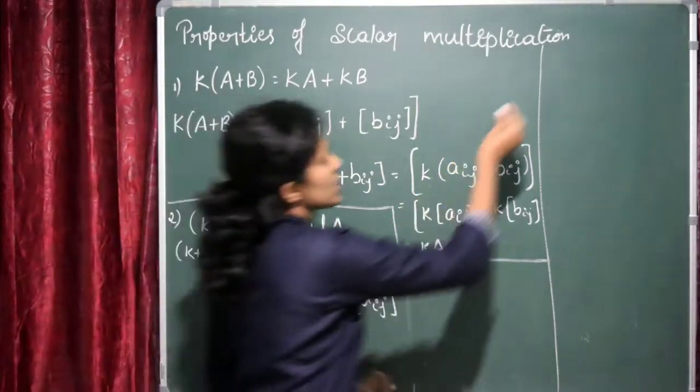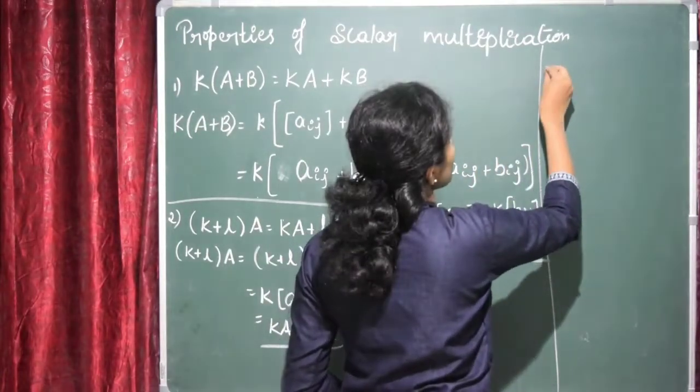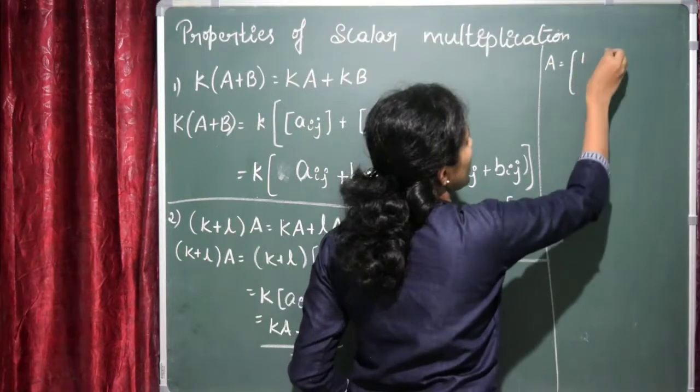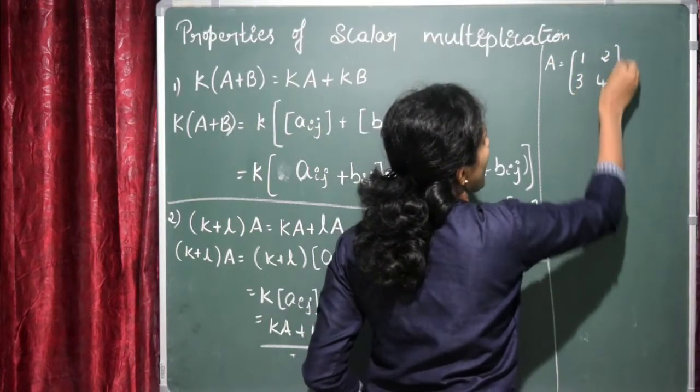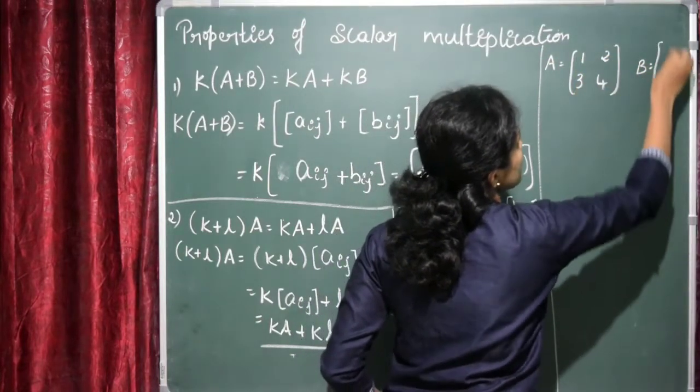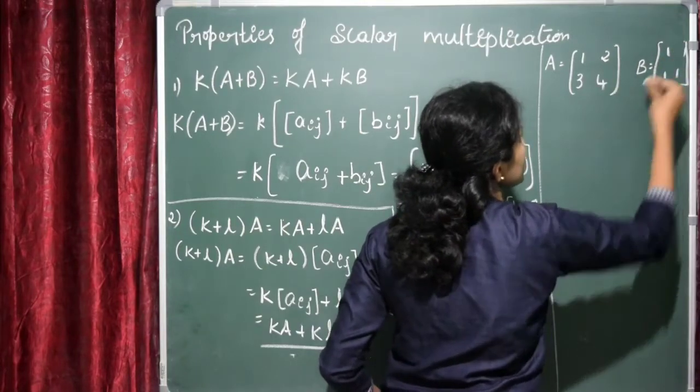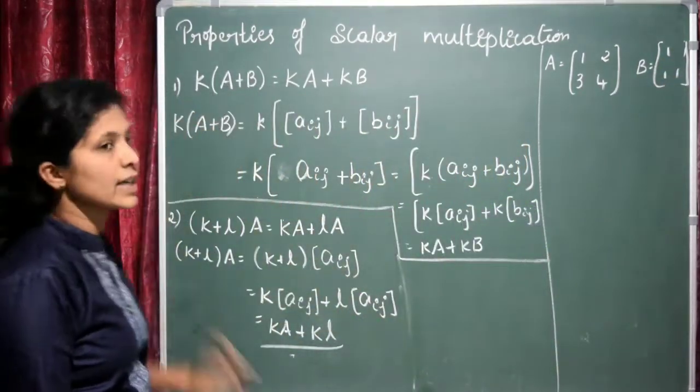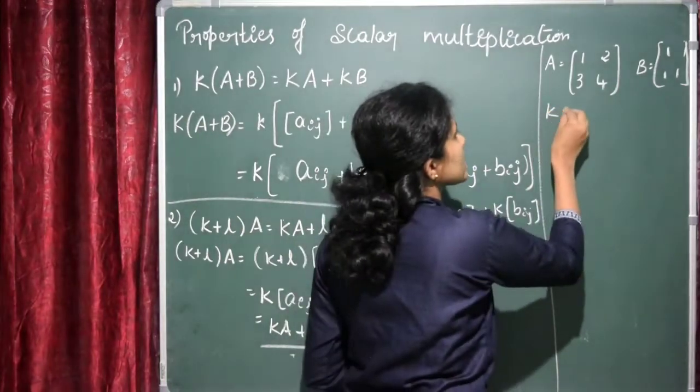I hope you understood this one. If I consider A and B, A is equal to 1, 2, 3, 4 and B is equal to 1, 1, 1 and 1. These are the 2 matrices. We will consider K as 2. The constant K is equal to 2.